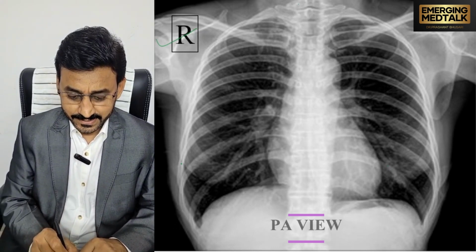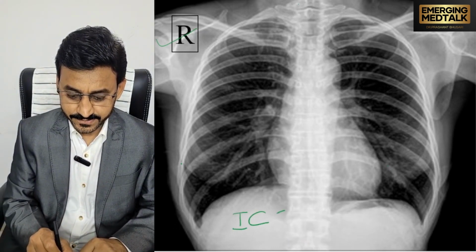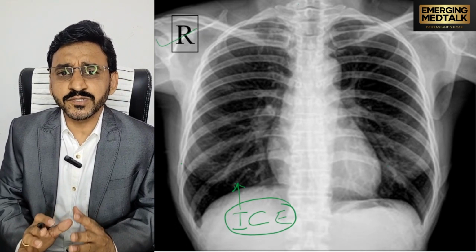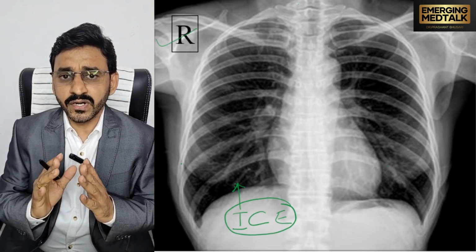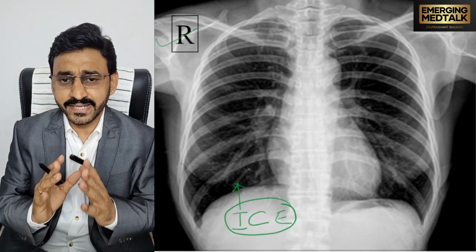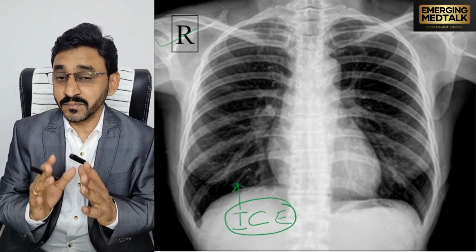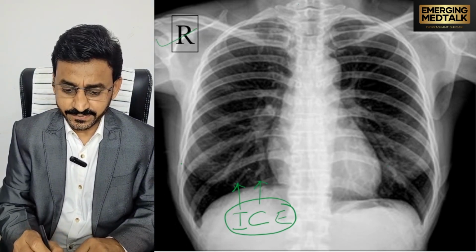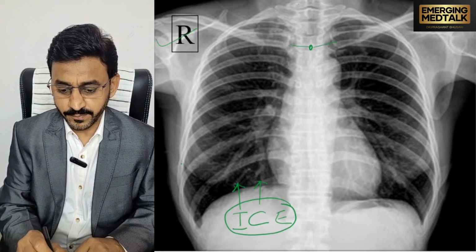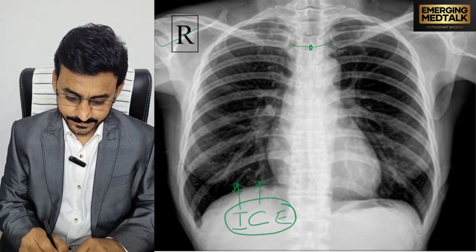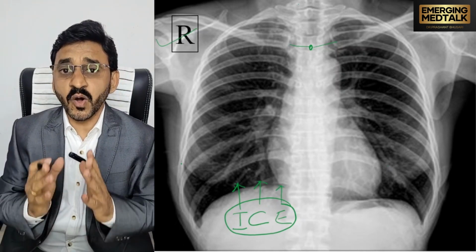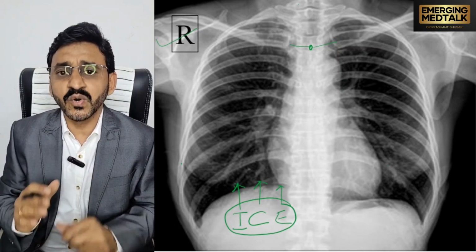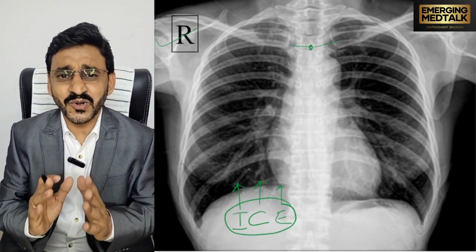Then another mnemonic will be the eyes. I, that is inspiration. Proper inspiration: anteriorly around 5 to 6 ribs will be present, with anterior ends above the diaphragm, and 8 to 10 posterior ends will be above the diaphragm. C, well centered, that is the spinous process equidistant from the medial ends of the clavicle. Then the exposure: proper exposure means above 4 thoracic vertebrae are seen clearly and below they will be barely visible. So this is in short the eyes.